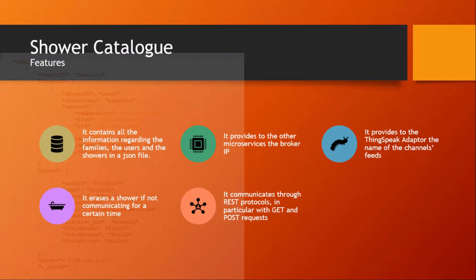Basically, apart from the requests from the bot, the main request happening in the catalog is a GET request, such that the other services can obtain information from the catalog.